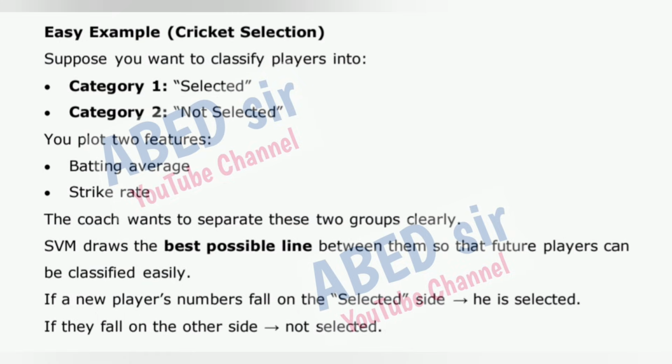Easy example, cricket selection. Suppose you want to classify players into Category 1, selected, and Category 2, not selected. You plot two features: batting average and strike rate. The coach wants to separate these two groups clearly. SVM draws the best possible line between them so that future players can be classified easily. If a new player's numbers fall on the selected side, he is selected. If they fall on the other side, not selected.